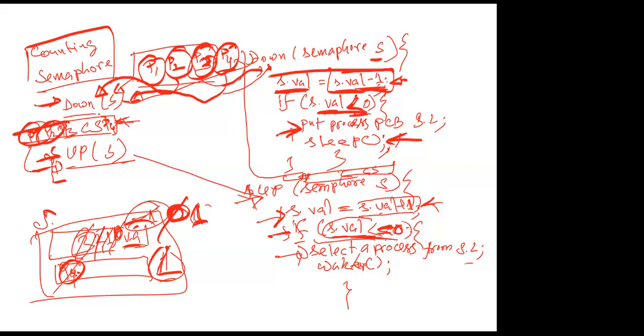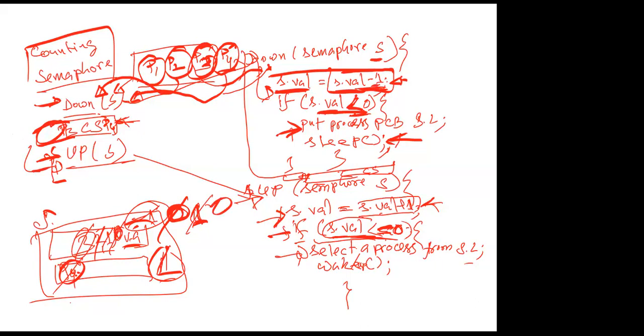Now how many processes are here? P2 has completed. Now P3 and P4 are inside the critical section. From here you can see again, if process P1 tries to enter the critical section, it will make the semaphore value minus 1, so it will be 0 again.